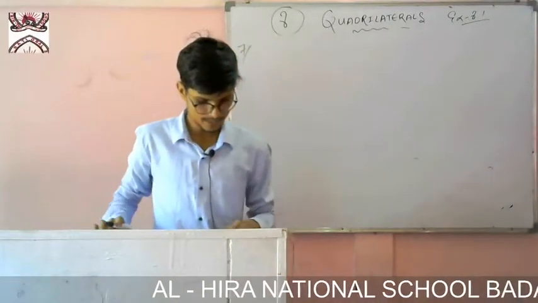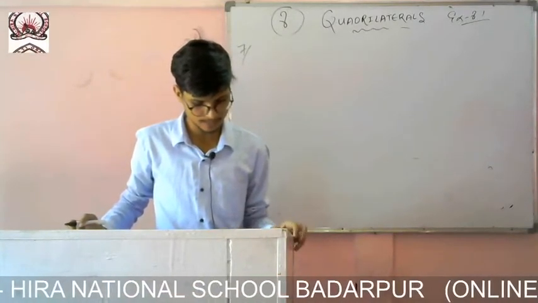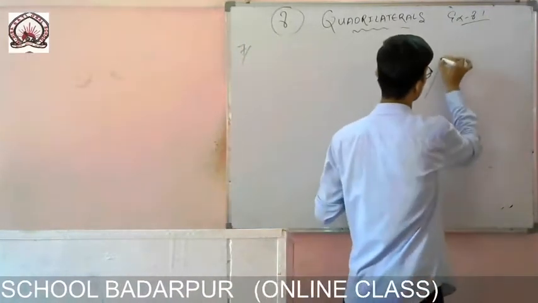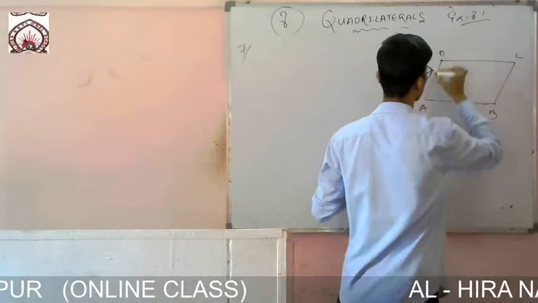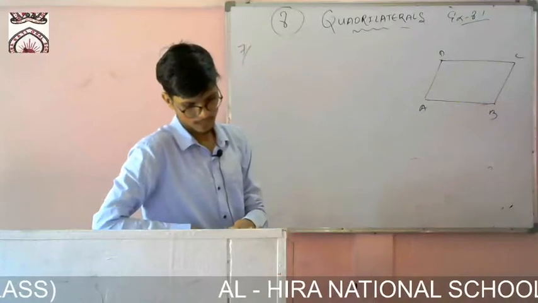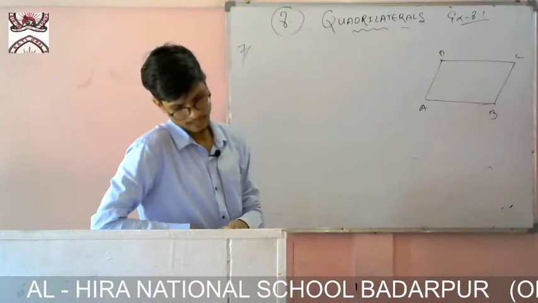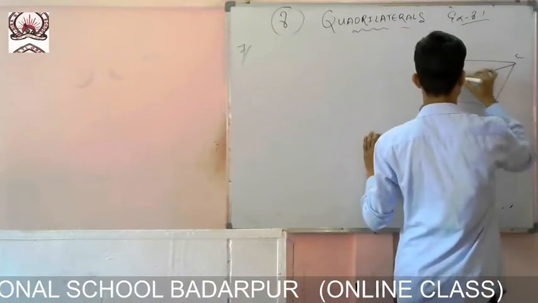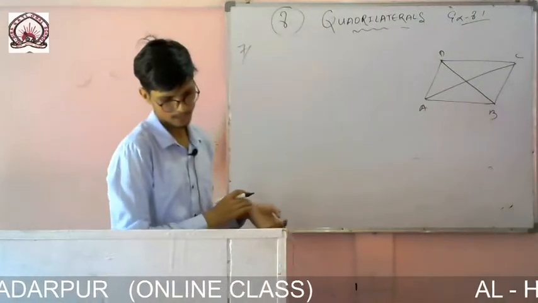You see what is given: ABCD is a rhombus, so that the diagonal AC bisects angle A as well as angle C, and diagonal BD bisects angle B as well as angle D. Let me draw the parallelogram ABCD. I have to show that this diagonal bisects this angle equally.